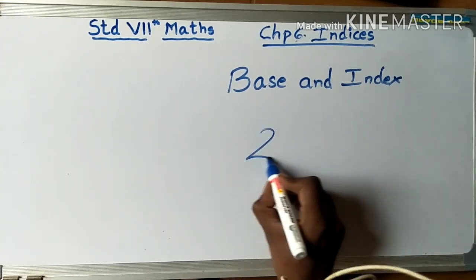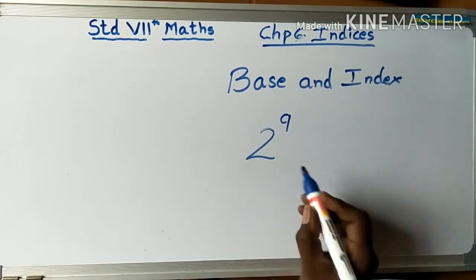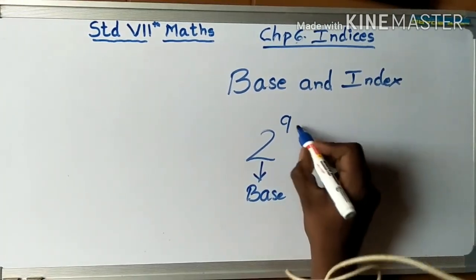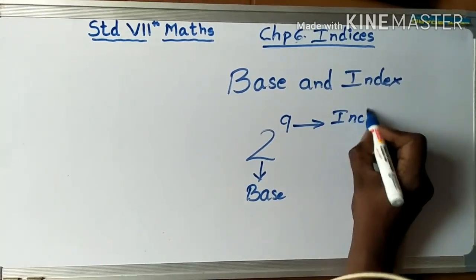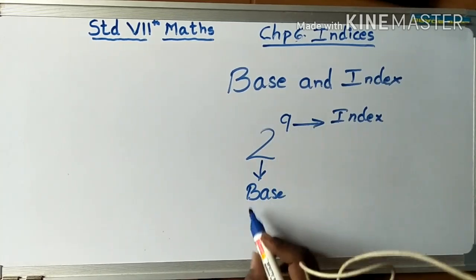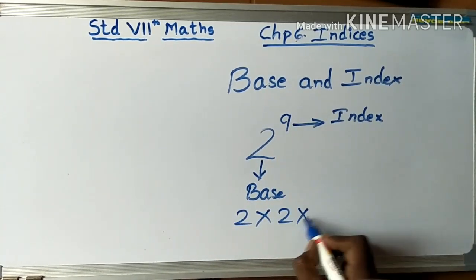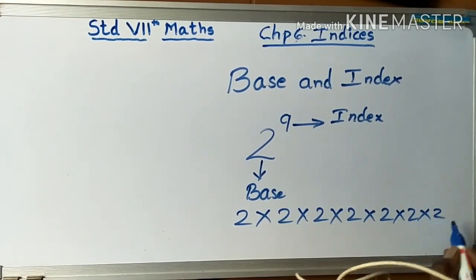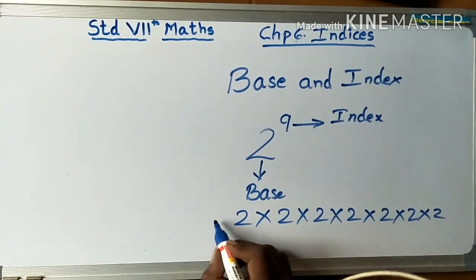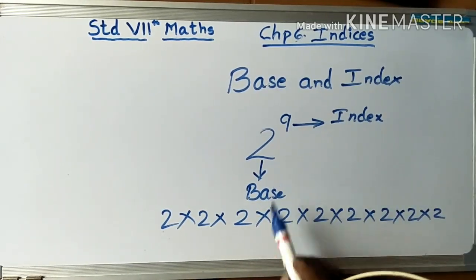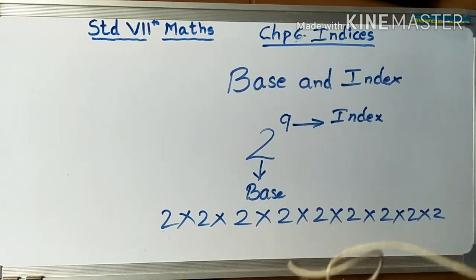Now let's start about the base and index. When I say 2 raised to 9, here this 2 is called a base, and this 9 is called an index. Now how do you write this? 2 is multiplied 9 times: 2 into 2 into 2 into 2 into 2 into 2, 1, 2, 3, 4, 5, 6, 7, 8, 9. Now 9 times 2 is multiplied. So you write it as 2 raised to 9, in which 2 is the base and 9 is the index.